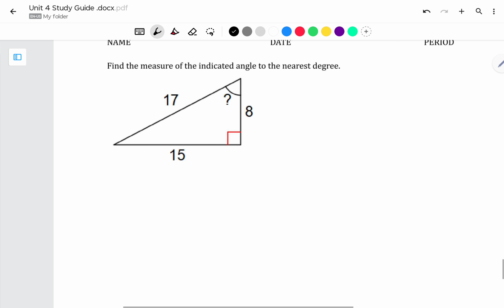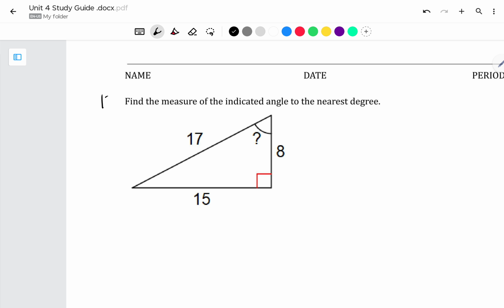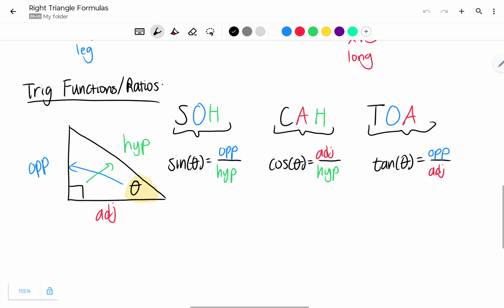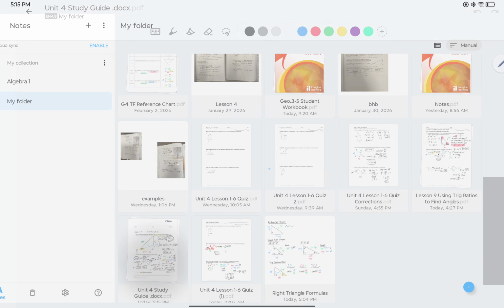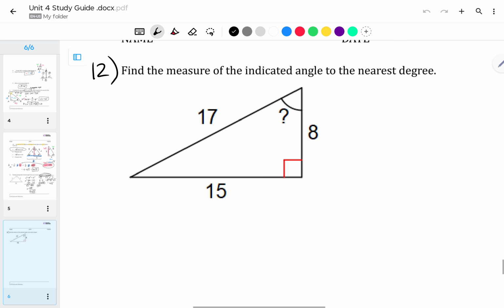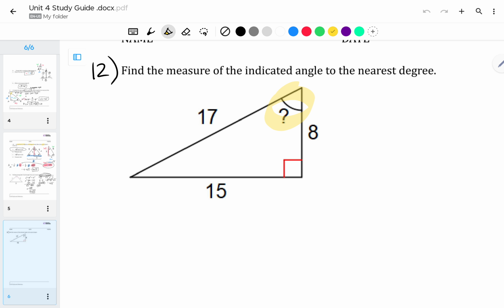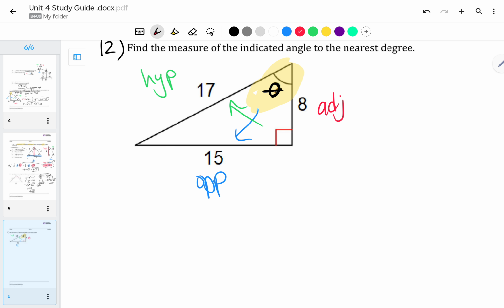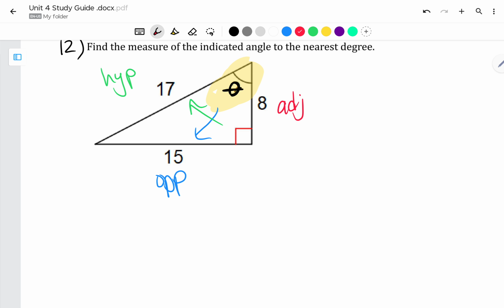Okay, last one. Find the measure of the angle indicated to the nearest degree. So again, we're trying to find the angle, right? If we're trying to solve for the angle, the only thing we could use is trig functions. So let's go back in here. Starting from the angle, I'm going to change that to theta. I want you guys to get used to seeing theta. Opposite is 15, hypotenuse is 17, and this is adjacent. It doesn't matter. You have all 3 sides.